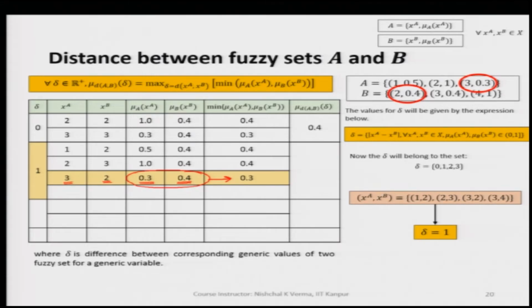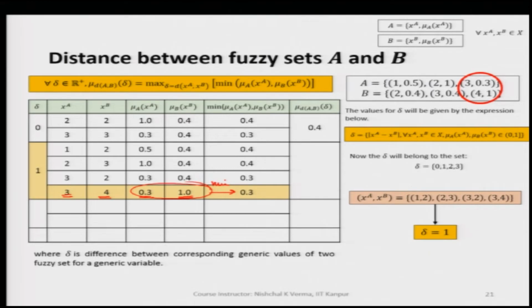So, that is how this row is entered, and then we have the fourth pair, 3 4, for which we are getting delta is equal to 1. So, here also we enter 3 4 and then their corresponding membership values, and when we take the min of these two entries, we are going to get 0.3.